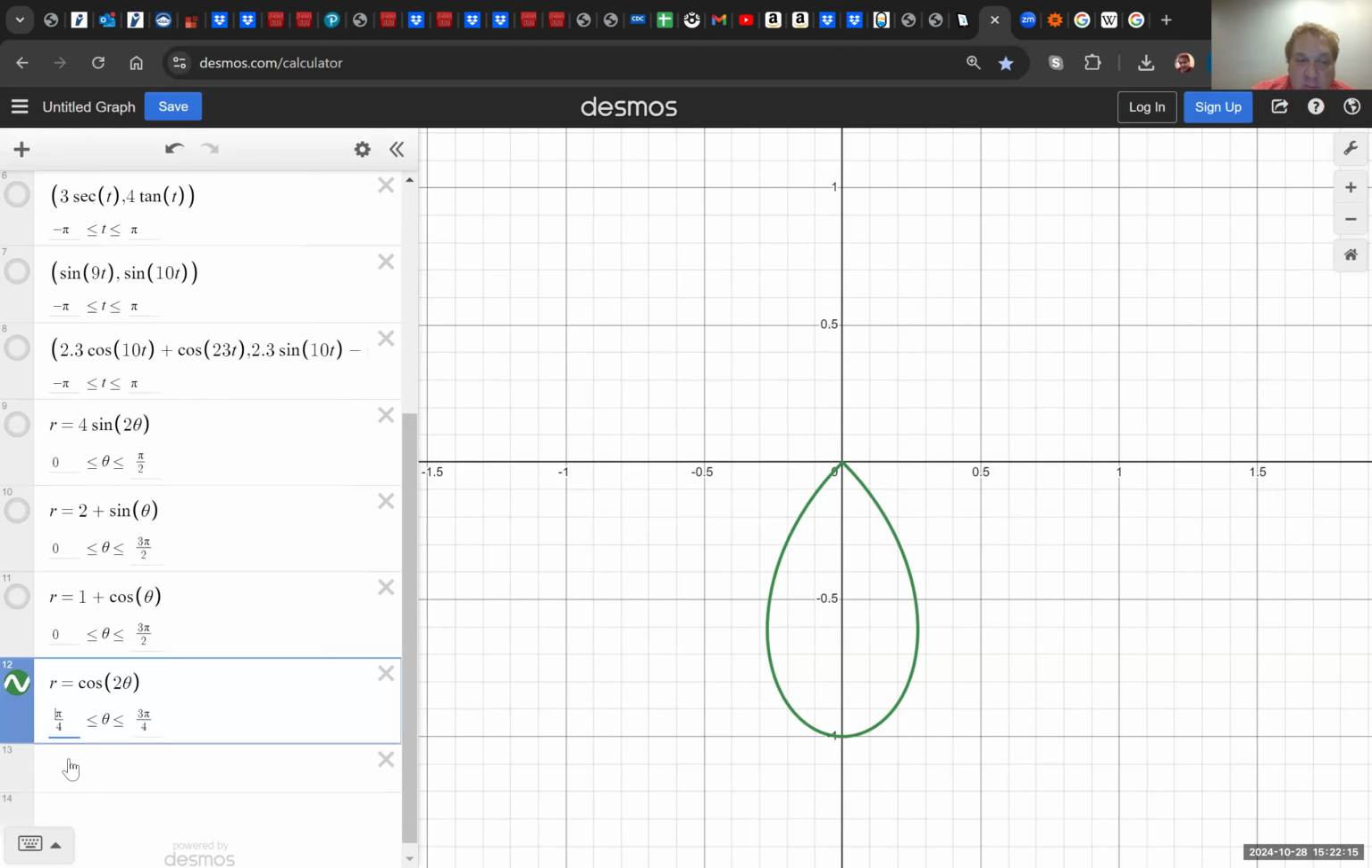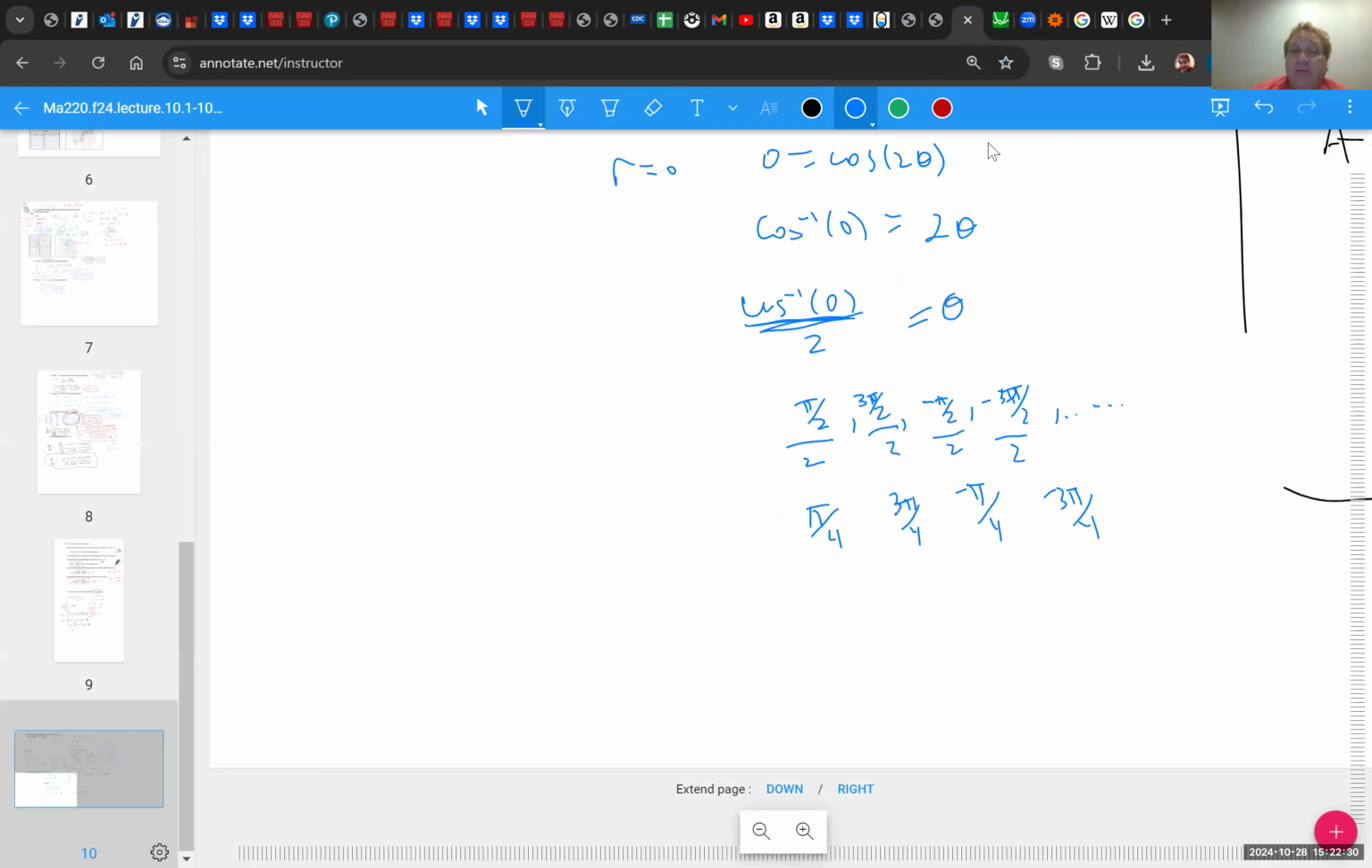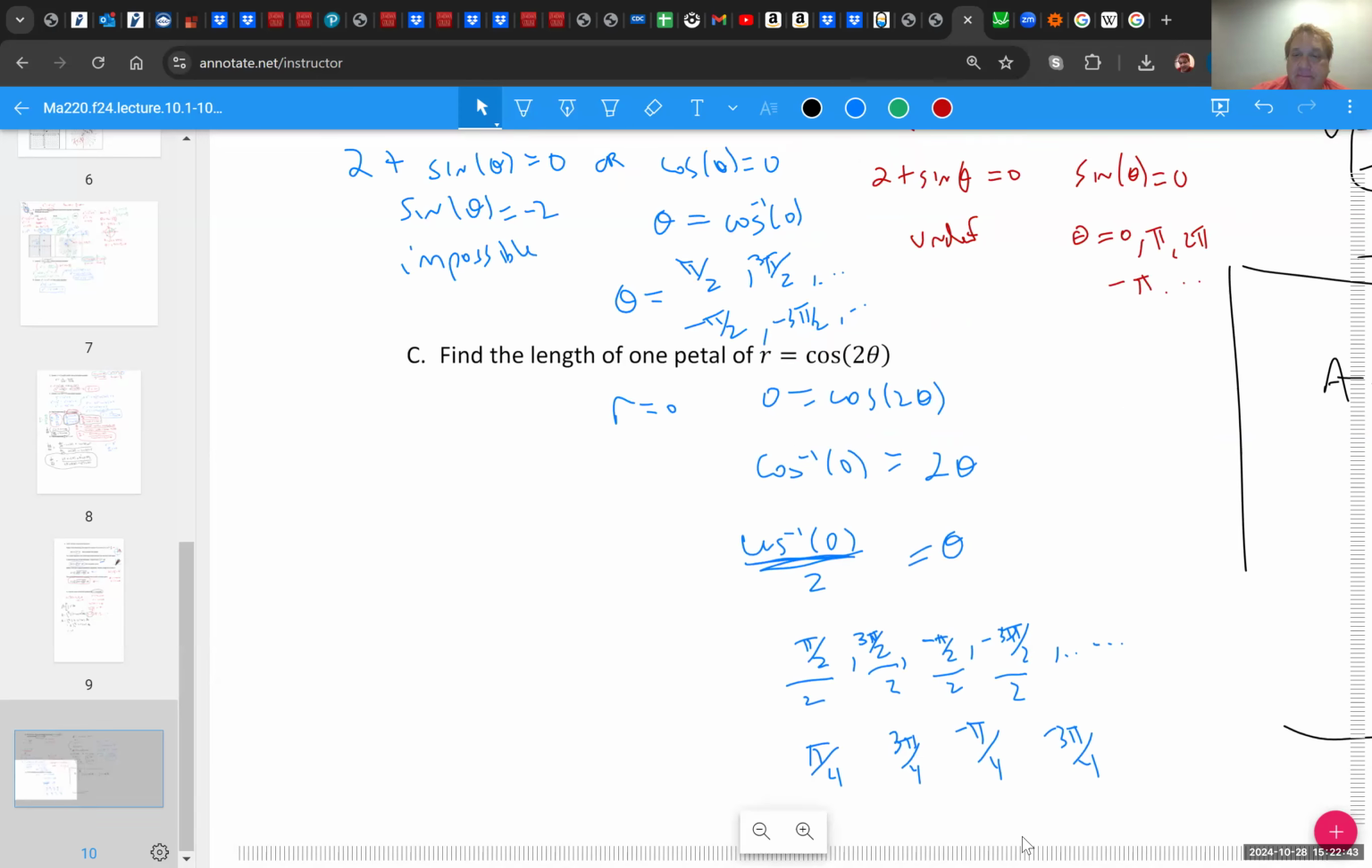I think also it works if you do like the negative pi over 4 to positive pi over 4. That gives a loop over here on the right-hand side. It doesn't matter. You just got to find one loop and do the limits for that. All right, what are we looking for in this problem? We are looking for the length of the curve. This is not the area of the curve. This is going to be the length along the curve.